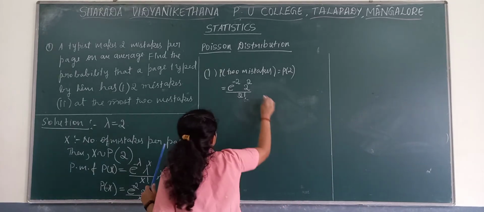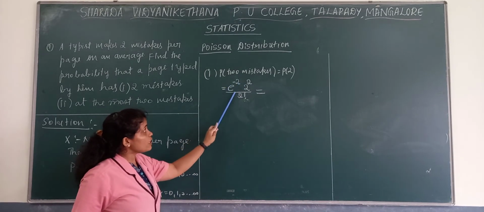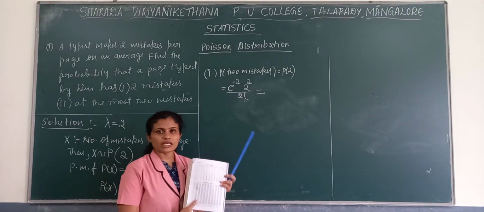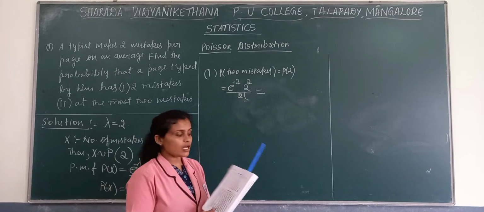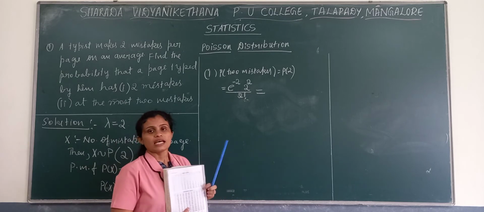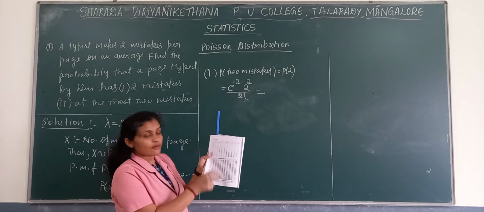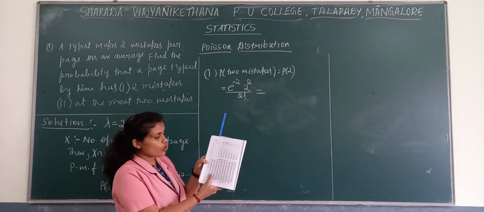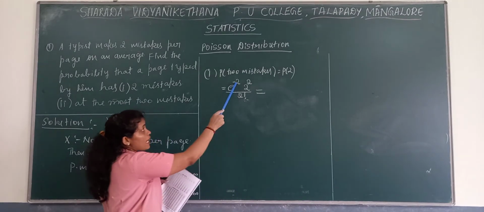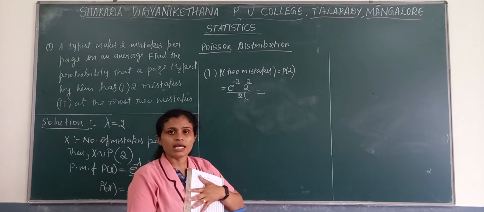Now here you see e to the power minus 2. This particular value we have to get from the statistical table. In your textbook there is a statistical table, on page number 428. There is one table, Poisson distribution exponents. In this table you have to take the e value, where the lambda values start from 0.0, 0.1, 0.2, and here we have the lambda value as 2. Don't consider this minus. These values are given as minus 2, minus 3 values only.